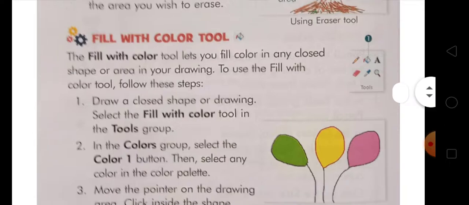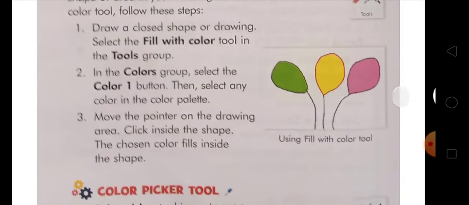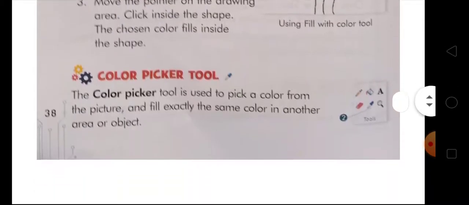In the third step you have to move the pointer to the drawing area and click inside the shape. The chosen color fills inside the shape, okay. Next is our color picker tool.